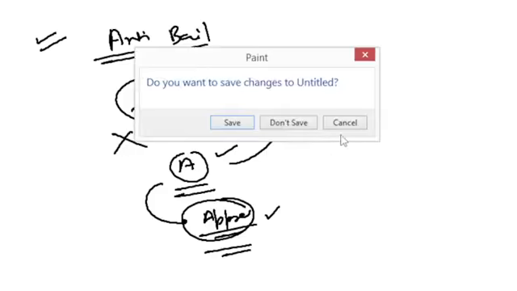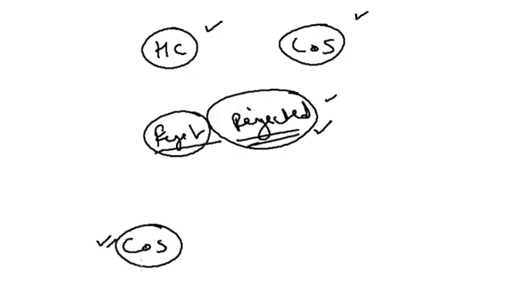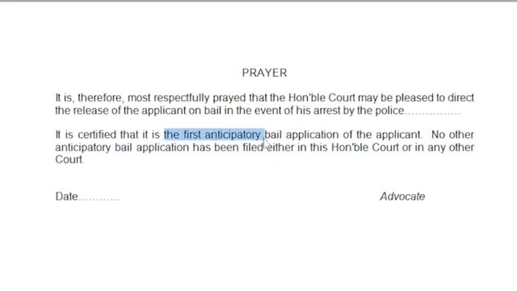because as I said earlier in the starting of this video, you can apply to the court of session as well as the high court, and if your application is rejected, you can apply again. Practically, the first anticipatory bail is applied in the court of session, and if the court of session rejects it, you can go to the high court. So this is the process here. If this is the first anticipatory bail, you can mention this fact as well, that the applicant is applying for the first time, and no anticipatory bail application has been filed either in this honorable court or in any other court. Then you have to mention the date and the signature of the advocate.